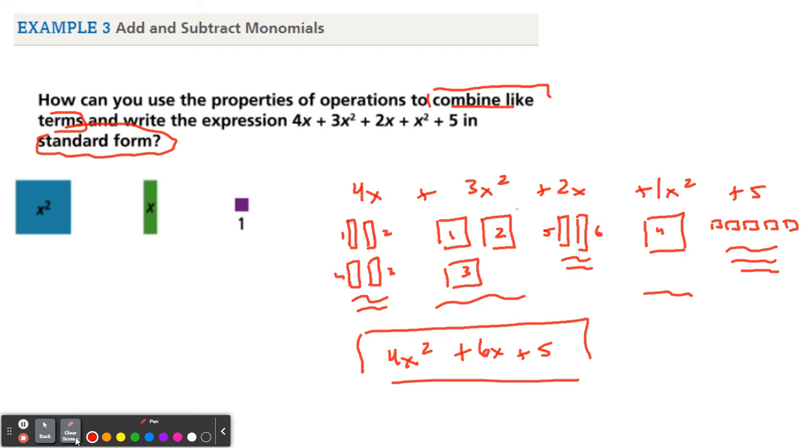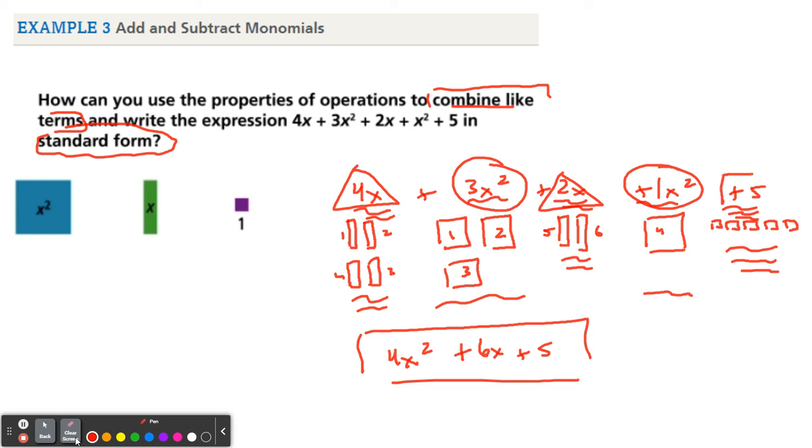Now again, up here you can use the underline method. So 3x squared and 1x squared is 4x squared. Then 4x and 2x is 6x, and then the plus 5 by itself. You could also use circle, square, triangle. So you could say, okay, let's circle the x squareds. Let's put triangles around the 2x's. Let's put a square around the constants. You could do that too. Whatever floats your boat, to simplify, combine the like terms of a polynomial.